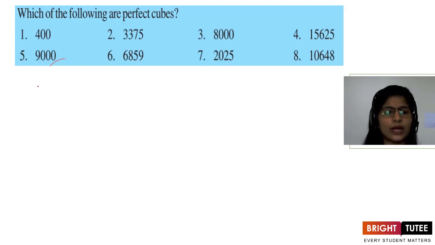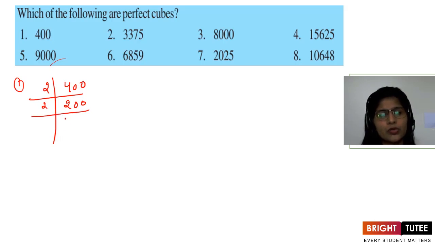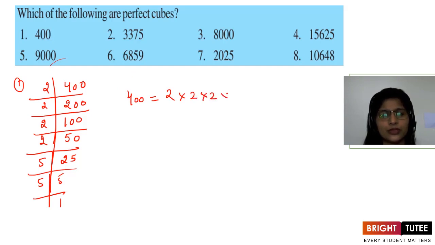So the first one that we see here is 400. Let's try and do the prime factorization for 400. We'll start with 2. 2 twos are 4, 0 0. 2 ones are 2, 0 0. 2 fives are 10 and we are going to copy this. Then again 2 twos are 4, 2 fives are 10. Then 5 fives are 25. So 400 is expressed as how many times 2? 4 times: 1, 2, 3, 4. And then we have 2 times 5.